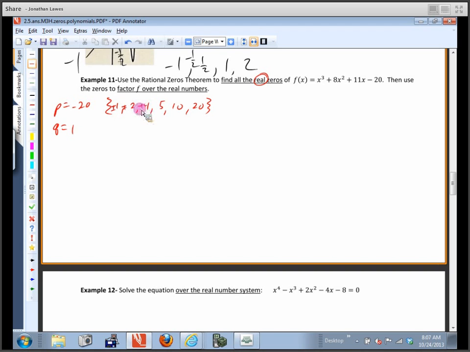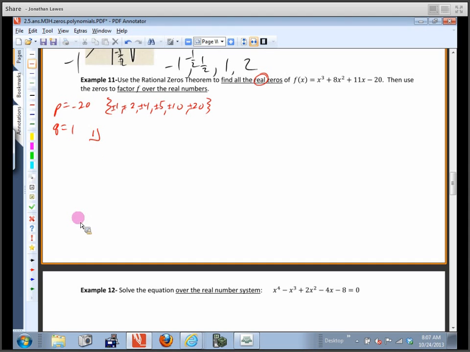Okay. Now, how many real zeros can this polynomial have? Up to how many? Up to 3. Okay, because it's degree 3, it would be up to 3. So let's check and see, what would be the easiest number to check here? Probably 1. Okay. So let's put 1 in the box.